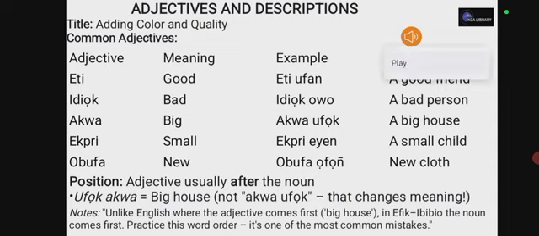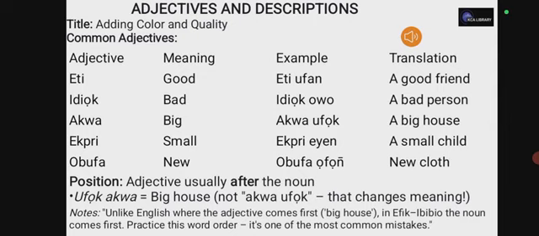Adjectives and simple descriptions. Adjectives in Efik-Ibibio are called mme edidiana enye. They describe nouns by giving more detail about size, color, quality, or condition. The most important rule is placement. Adjectives come after the noun, never before it. English says big house. Efik-Ibibio says house big, which is Ufok Akwa. This order is fixed. If you put the adjective first, the phrase will sound wrong.